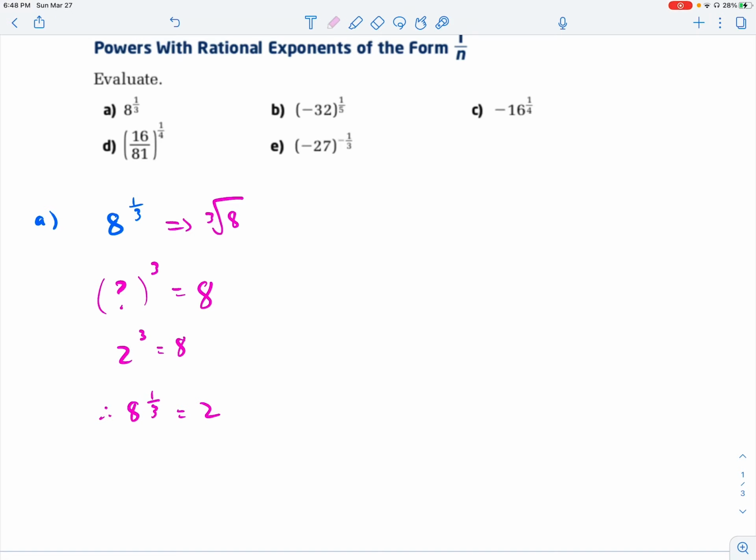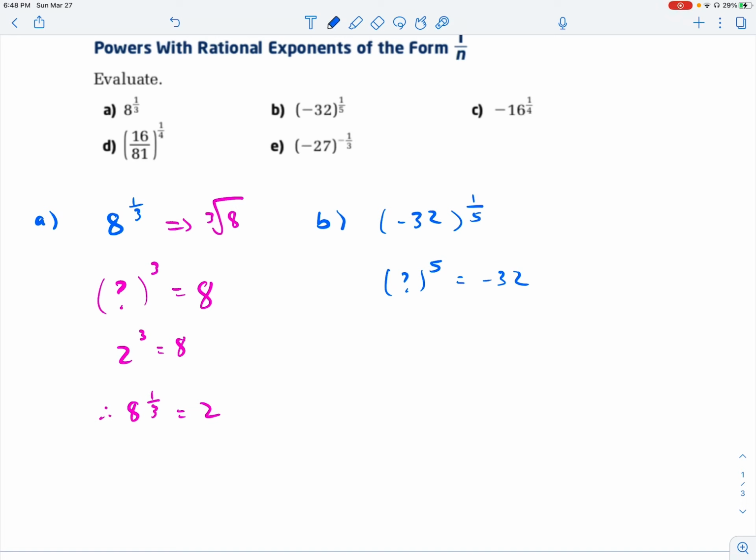All right, let's do a couple more. And then I'll get you guys to practice a few. So we have negative 32 to the exponent 1 over 5. So that means what number raised to the exponent 5 equals negative 32? Think of it like doing the reverse, okay? So when I see the fifth root, some number times itself 5 times gives me negative 32.